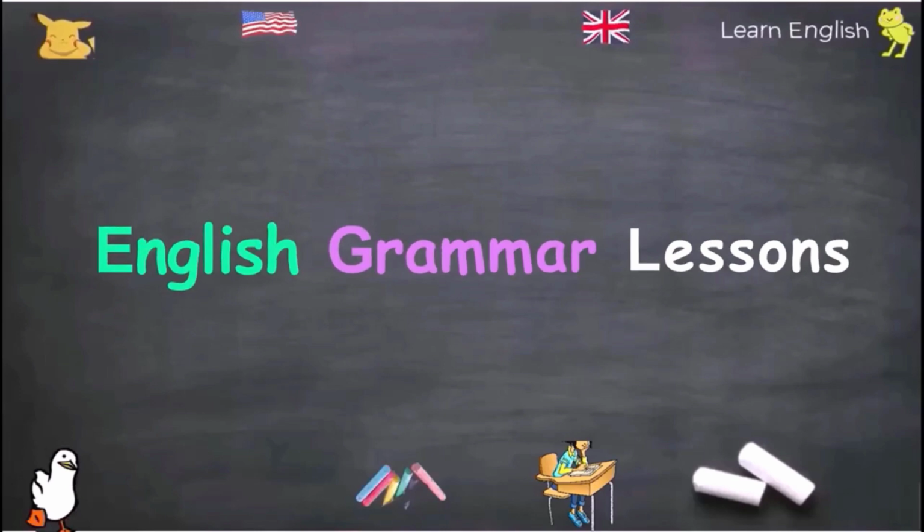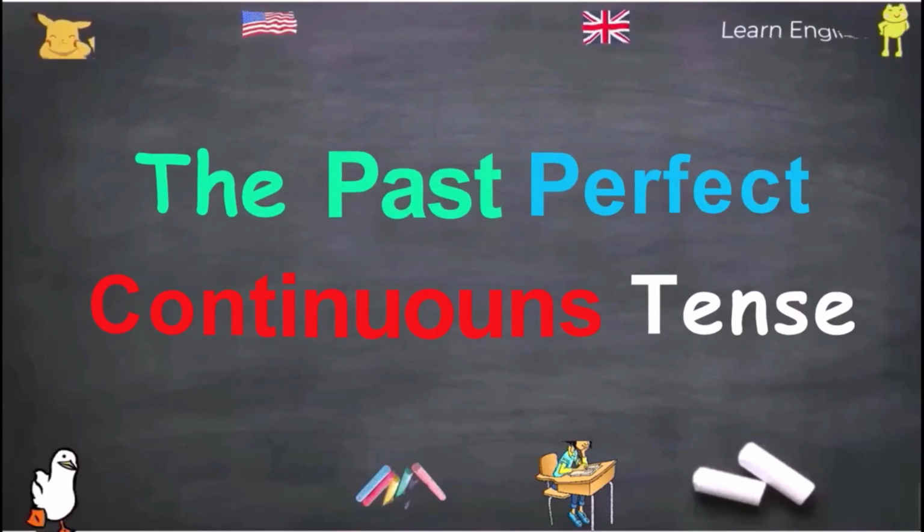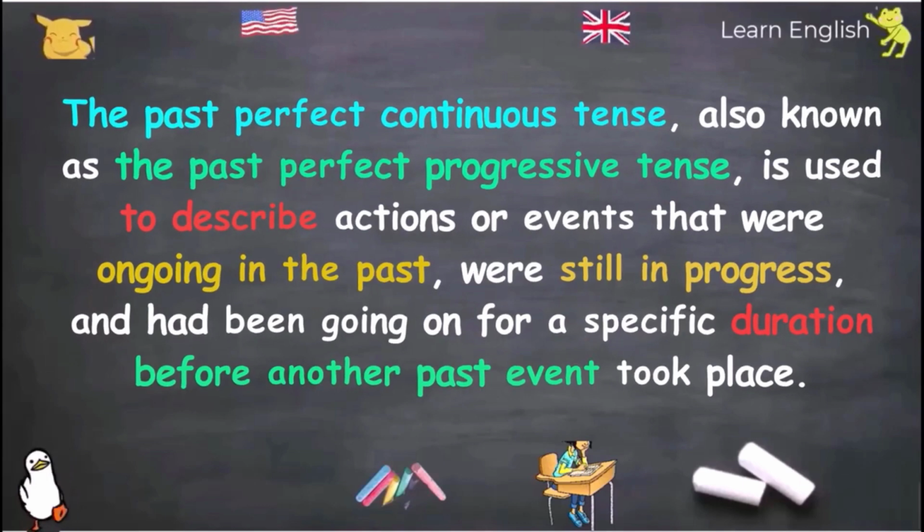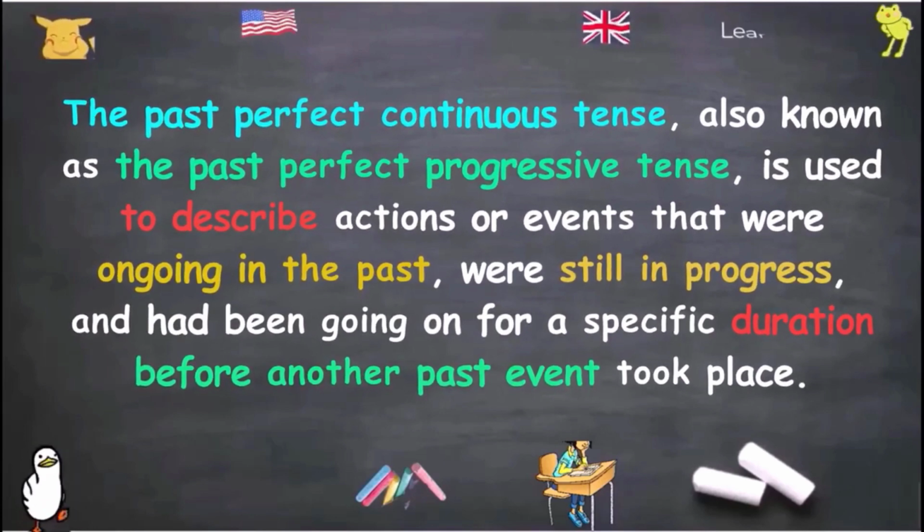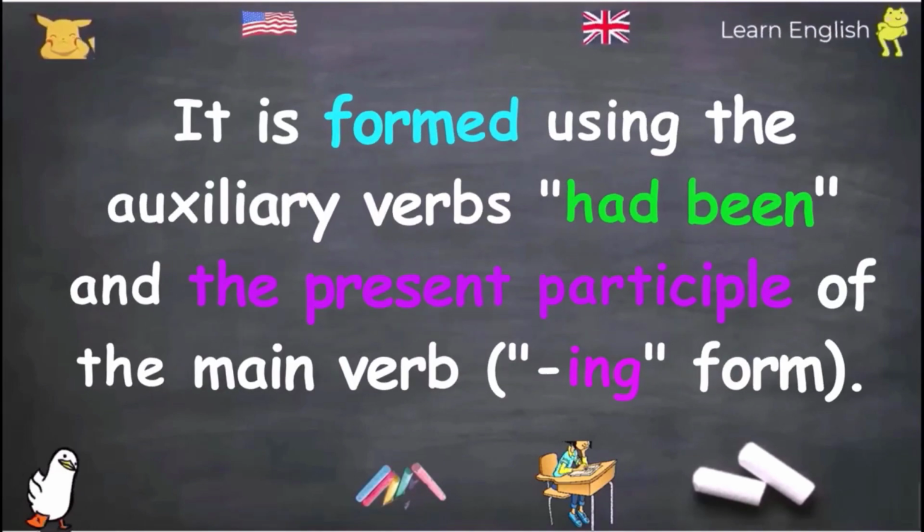English grammar lessons. The past perfect continuous tense. The past perfect continuous tense, also known as the past perfect progressive tense, is used to describe actions or events that were ongoing in the past, were still in progress, and had been going on for a specific duration before another past event took place. It is formed using the auxiliary verbs had been, and the present participle of the main verb, the ing form.